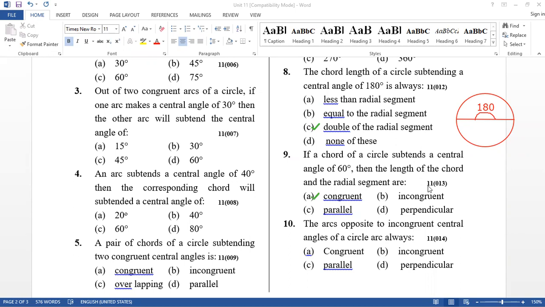Last MCQ: the arcs opposite to incongruent central angles of a circle are always incongruent. If arcs are opposite to incongruent central angles, this is very clear. This is number 10. If arcs are incongruent, then the central angles will be incongruent, and vice versa. So these were the 10 MCQs which are related to this chapter. I hope that you will understand this.